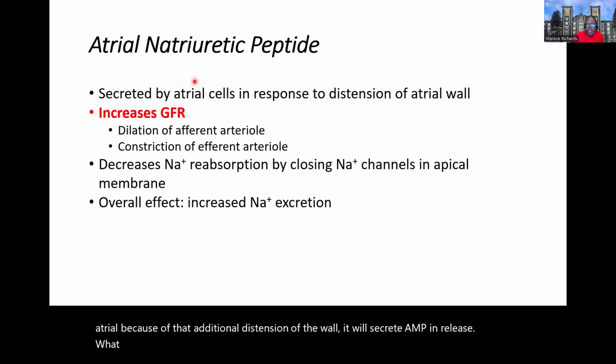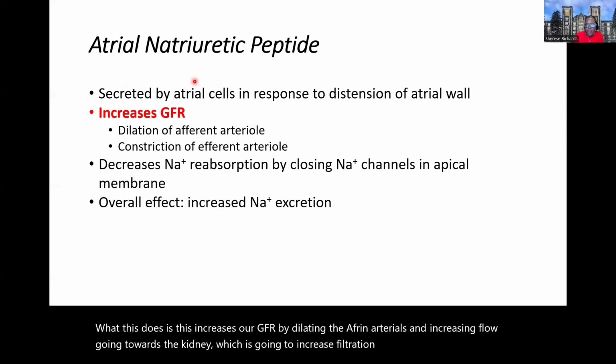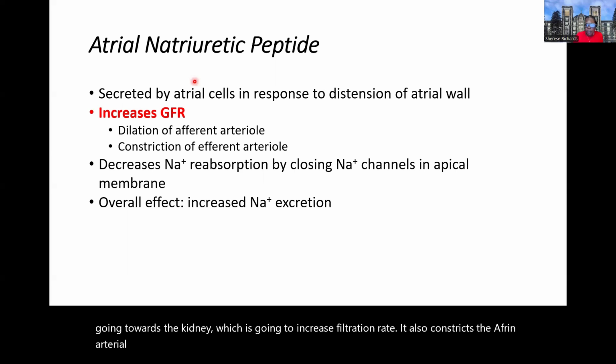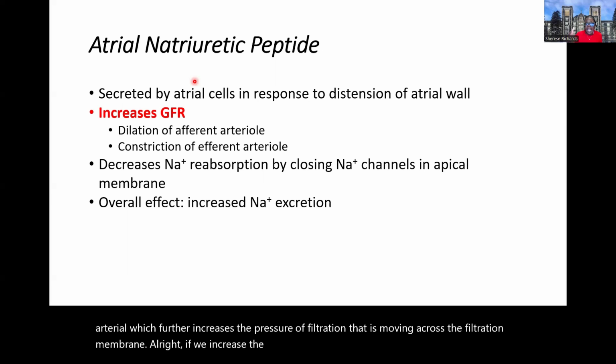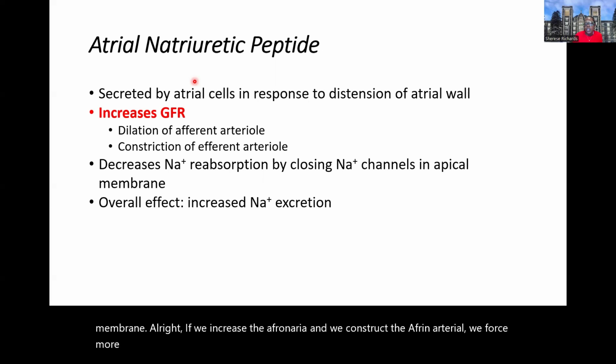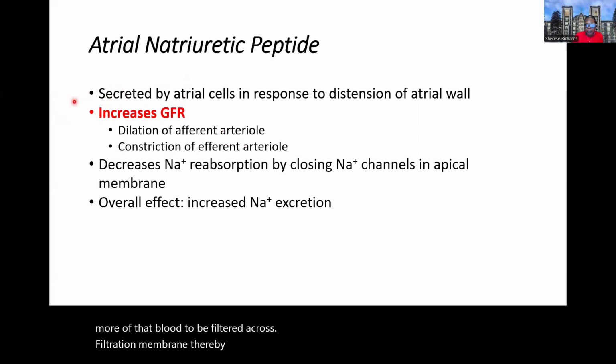What this does is this increases our GFR by dilating the afferent arterioles and increasing flow going towards the kidney, which is going to increase filtration rate. It also constricts the efferent arteriole, which further increases the pressure of filtration that is moving across the filtration membrane. All right, if we dilate the afferent arteriole and we constrict the efferent arteriole, we force more of that blood to be filtered across the filtration membrane, thereby increasing the GFR.